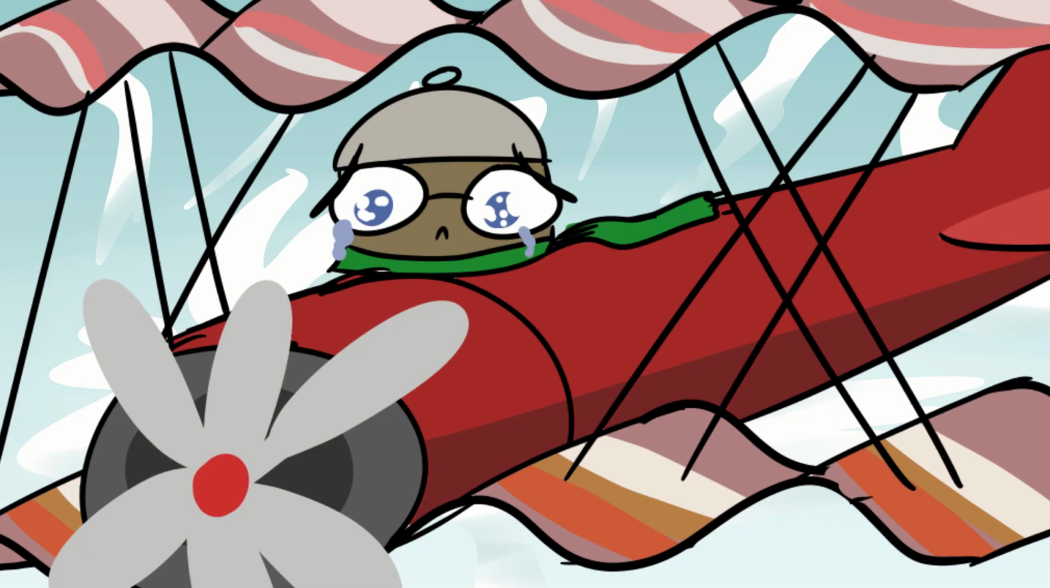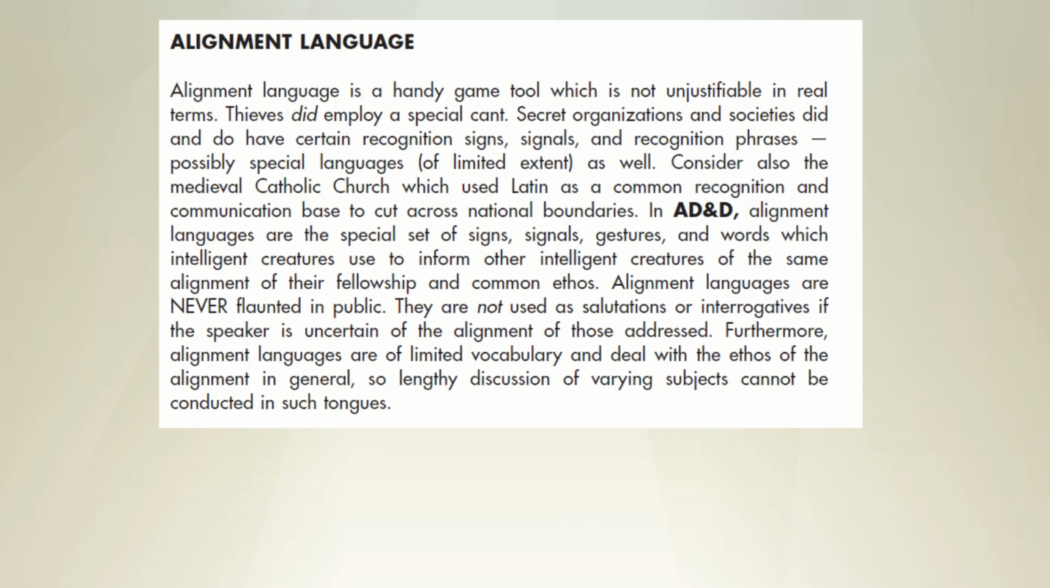Moving on to alignment languages. It's probably the most well-known, air quotes, quirk of AD&D, but if you aren't familiar with them, every character has what was called an alignment language. It's quite literally a language that you get from your alignment. So if your character is lawful good, they can communicate with other lawful good. Same with chaotic evil, to other chaotic evil.